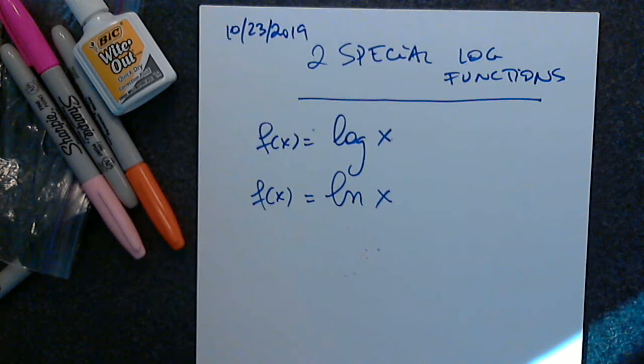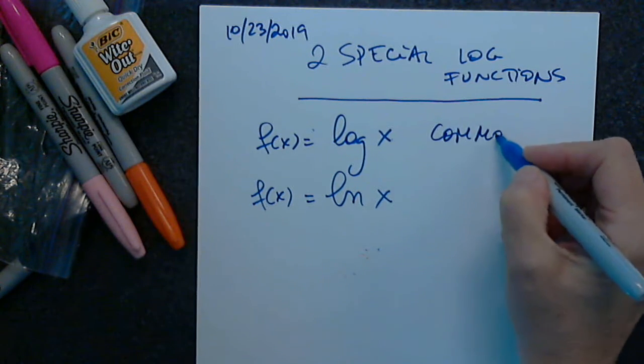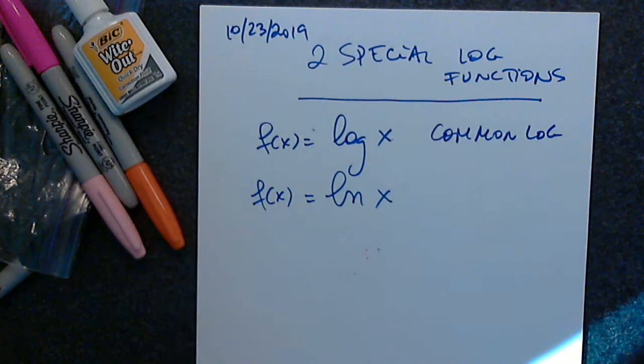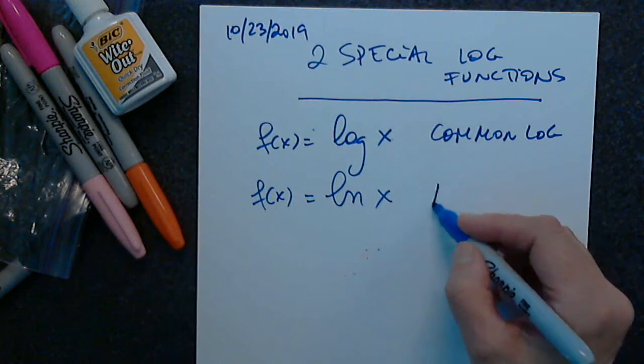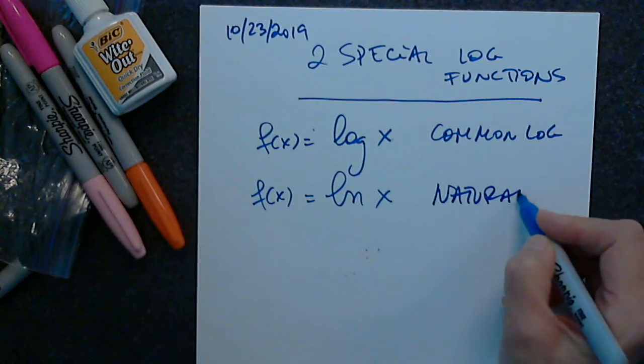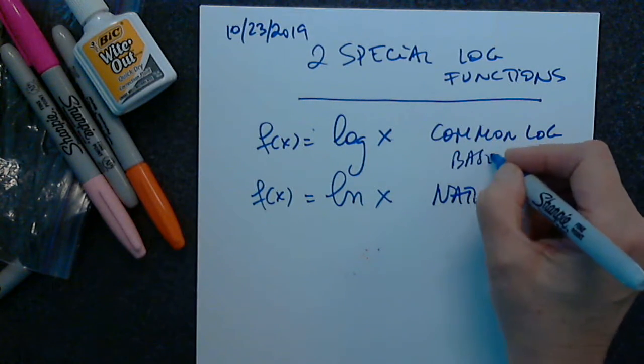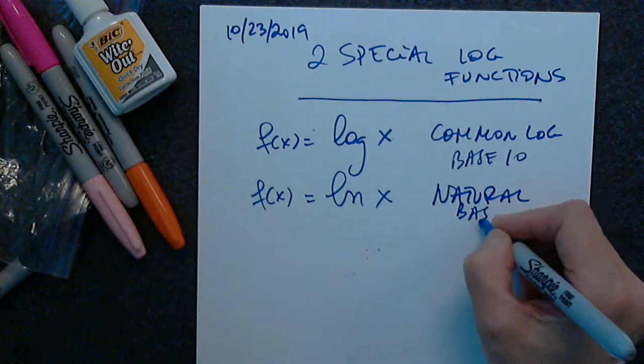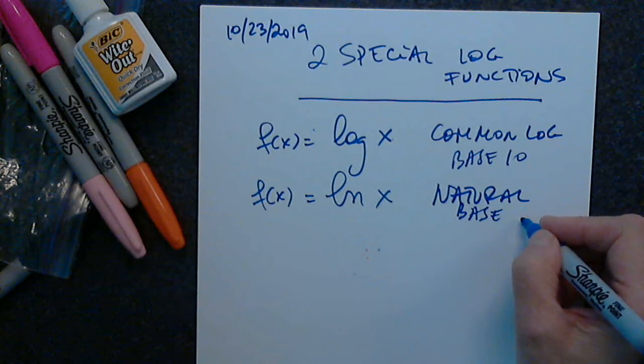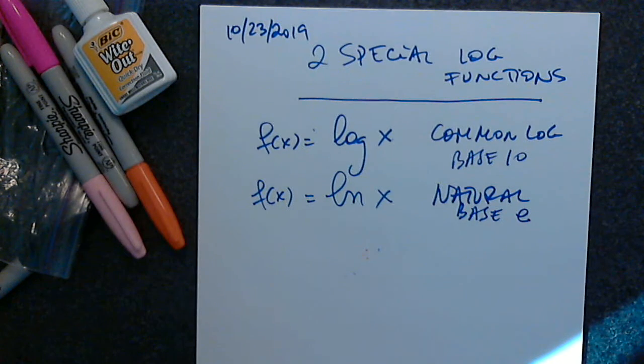So log means base 10. It's, of course, called common log. So if you don't see a base, the base is 10. And this one is, of course, natural. So this one is base 10, and this one is base e.